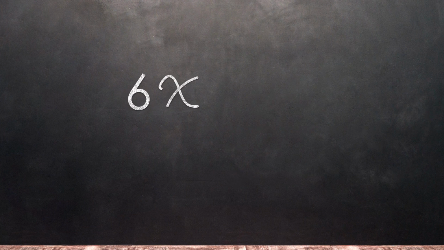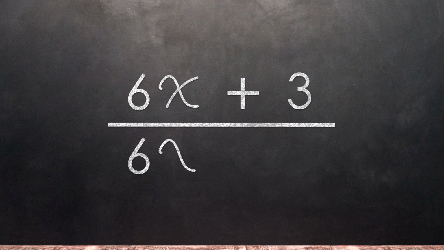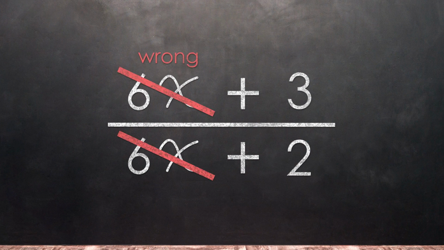Let's look at a slightly different example of incorrect canceling. Consider the expression 6x plus 3 over 6x plus 2. Even though 6x appears in the numerator and the denominator, we cannot cancel them out. This is because 6x is not a common factor between the numerator and the denominator, but a common term.